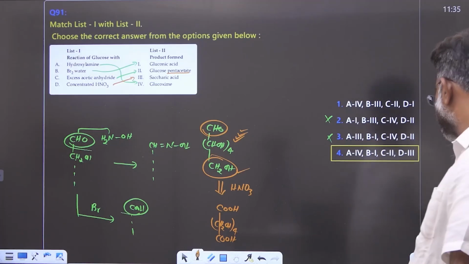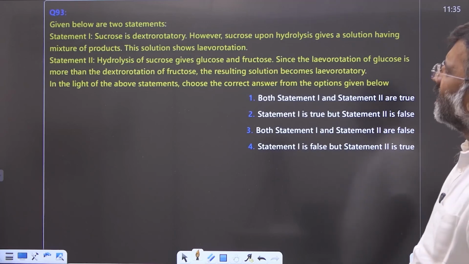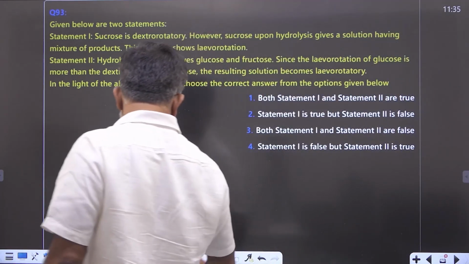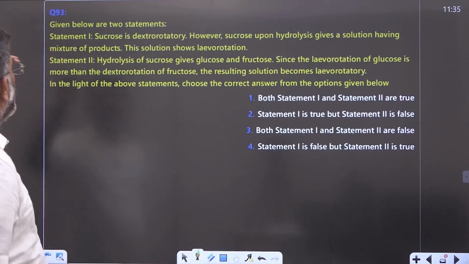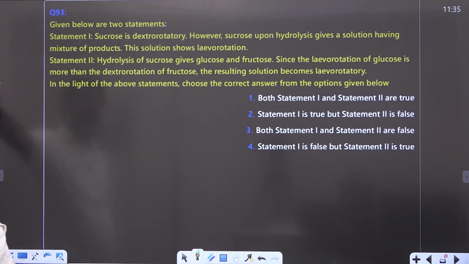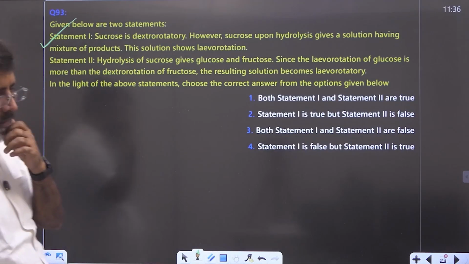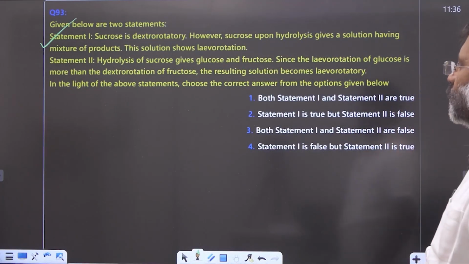Okay, next. 93rd question. Statement based question. First one: sucrose is dextrorotatory. However, sucrose upon hydrolysis gives a solution having a mixture of products. This solution shows levorotation. Correct? Statement 1 is correct.